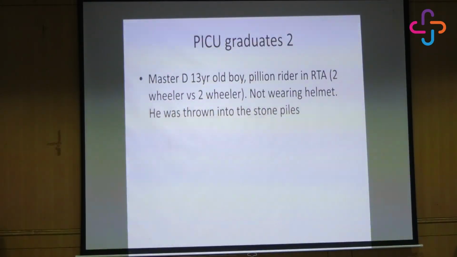This is the second child. A 13-year-old boy, a brilliant rider, in an RTA. He was not wearing a helmet. He was thrown into stone piles nearby. So wearing a helmet can prevent this injury.